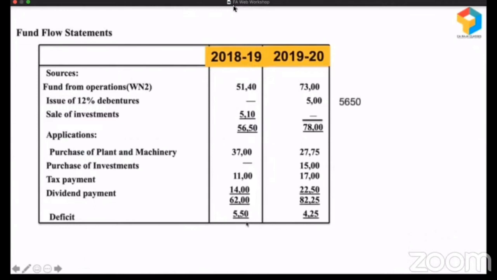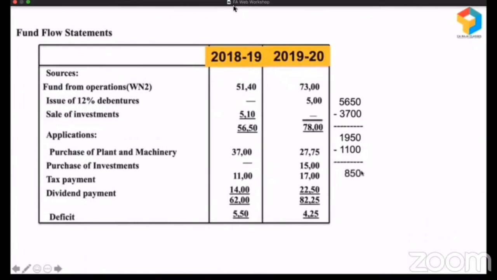Let's analyze this. So what is the total source? It is this 5,650. When they had 5,650, they first purchased plant and machinery. Okay, not first, they purchased. Since they had so much fund, 3,700 is okay, because even after paying all this, they'll have a surplus of 1,950. And then what are they supposed to do? Tax is compulsory, they cannot escape. From 1,950 they paid taxes of 1,100. So they are left with 1,950 minus 1,100, 850.